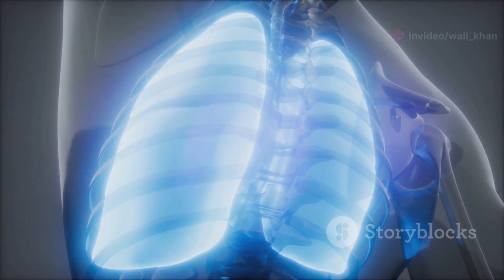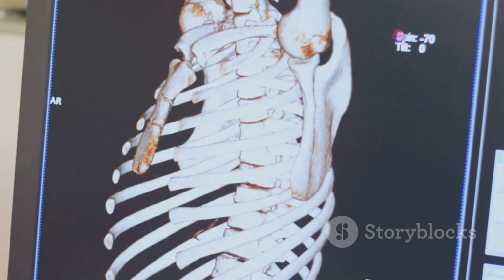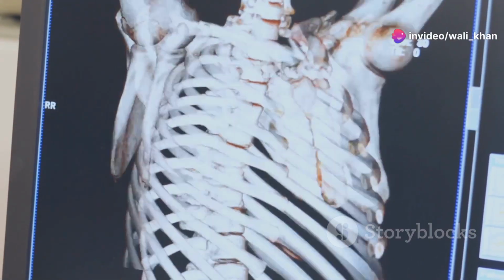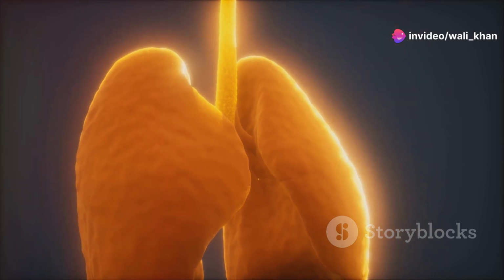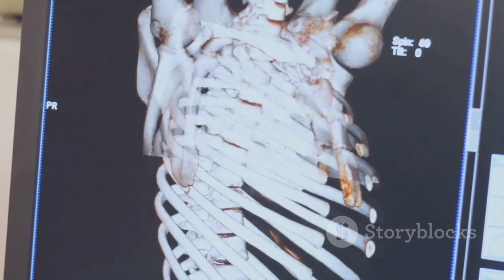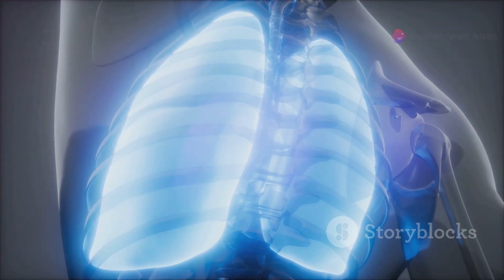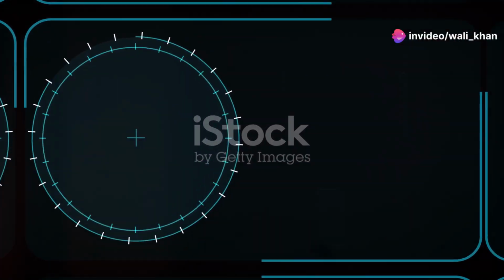Breathing is driven by pressure changes within the thoracic cavity. During inspiration, the diaphragm contracts and flattens, while the external intercostal muscles lift the ribs. This expansion decreases intrapleural pressure, allowing the lungs to expand. Expiration is largely passive. The diaphragm and muscles relax, decreasing thoracic volume. This increases intrapleural pressure, causing the lungs to recoil and expel air.